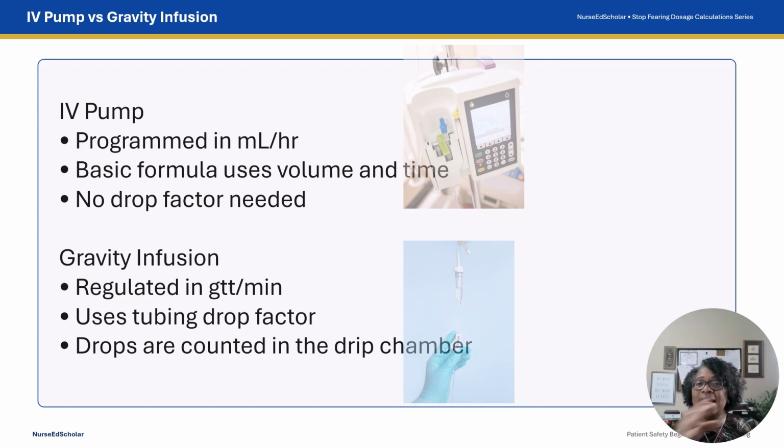So let's connect episode 8 to episode 9. In episode 8, we talked about gravity infusion. If you remember, we were calculating drops per minute, and I showed a picture of a chamber, and a little roller that you would roll to adjust how many drops were going into the chamber. Because we are manually counting the drops in the drip chamber.